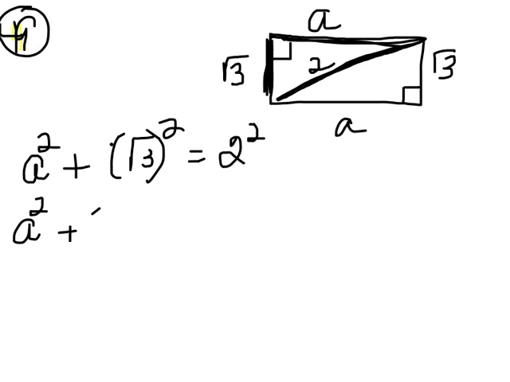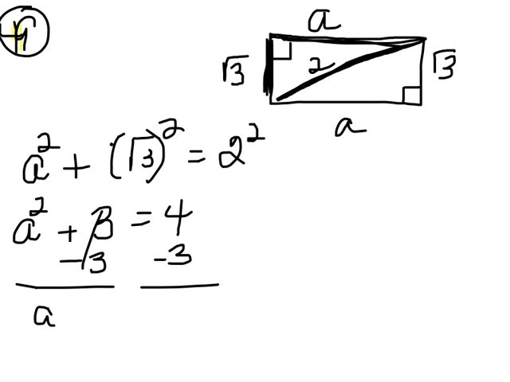So it would be A squared plus 3 equals 4. If I'm trying to solve for A and I subtract 3 from each side, A squared is 1. So if I square root both sides, A would be 1. My missing side is equal to 1.